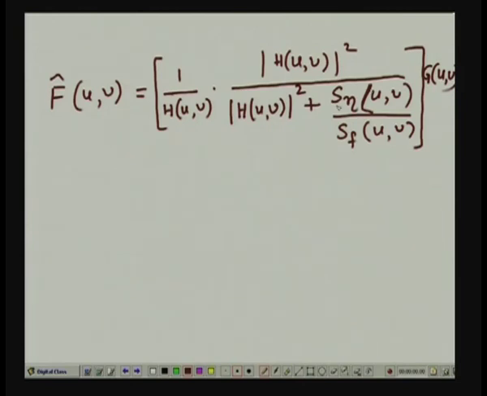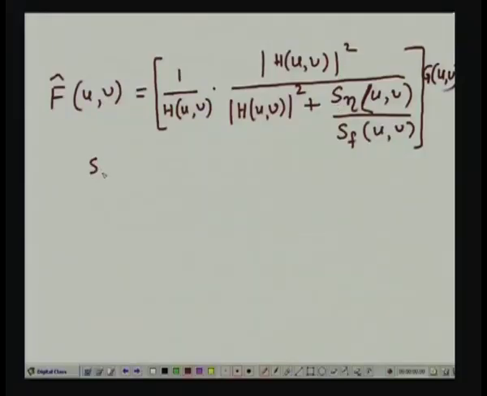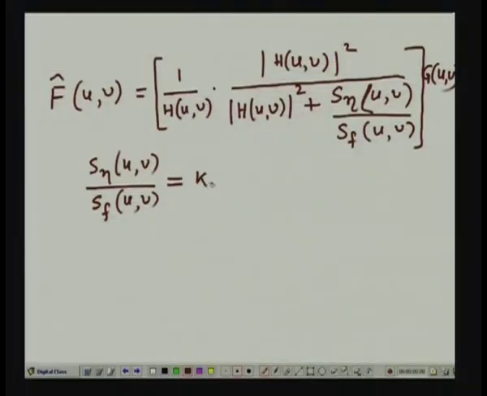Now, even if I assume that the additive noise contained in the degraded image is white noise, for which the noise power spectrum will be constant, it is not possible to find out the power spectrum of the original undegraded image. So, for that purpose, normally this ratio, that is S eta u v upon S f u v, the ratio of the power spectrum of the noise to the power spectrum of the original undegraded image, is taken to be a constant k.